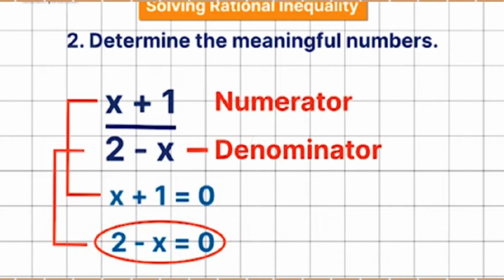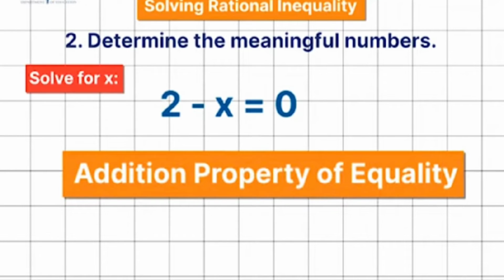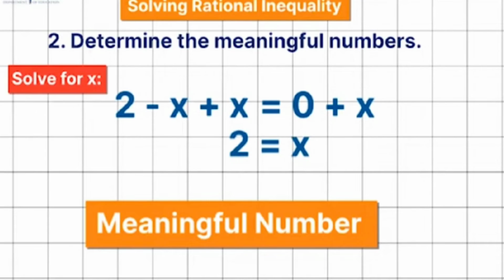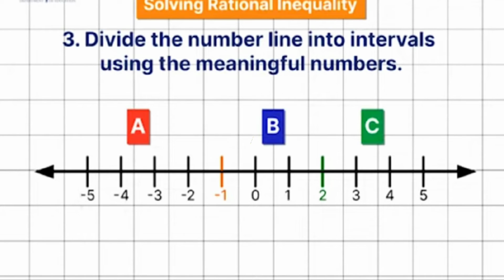Let's now have the denominator equal to 0. Then solve for x by the addition property of equality. We may add x to both sides of the equation. Simplifying, we will have 2 equals x. Hence, 2 is also a meaningful number. The next step is to divide the number line into intervals using the meaningful numbers. In this case, we will be using -1 and 2.